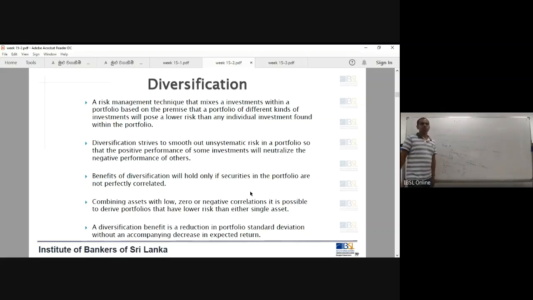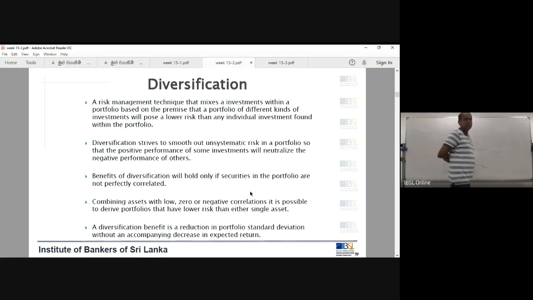Diversification strives to smooth out unsystematic risk. So unsystematic risk can be minimized in a portfolio so that the positive performance of some investments will neutralize the negative performance of others. Some will give you positive performance, others will give negative performance. Everything will not perform to the same level.